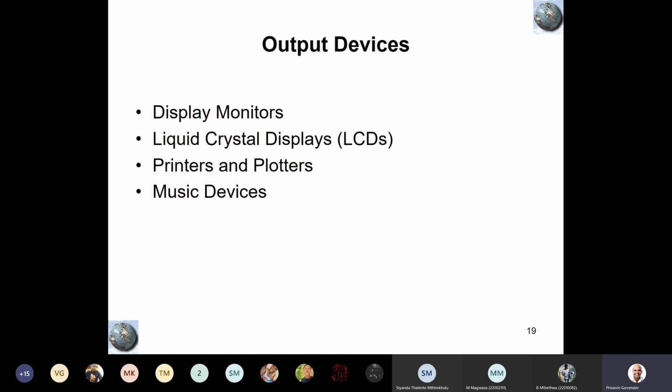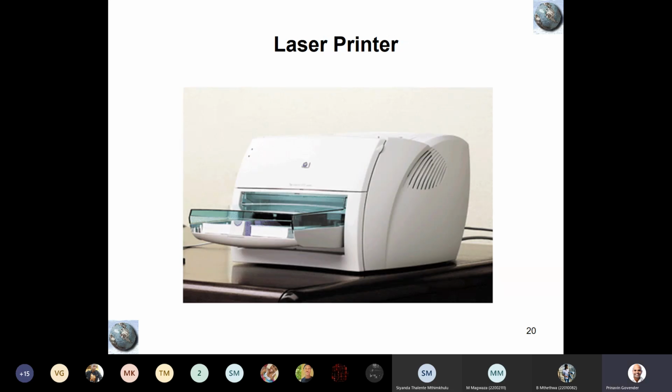What's LCD? Liquid crystal display, your printers. Laser printer. You know, when I started computers in 1986, a laser printer cost about 20,000 rands. This is in 1986, 20,000 rands was lots of money. Today, you can pick up a laser printer for, I think, a couple.